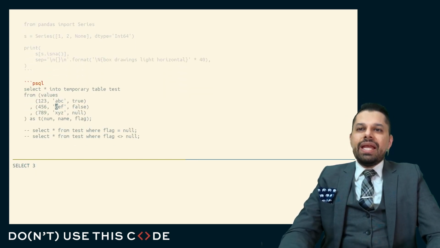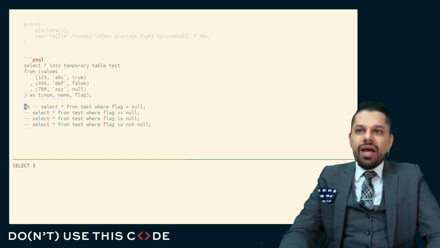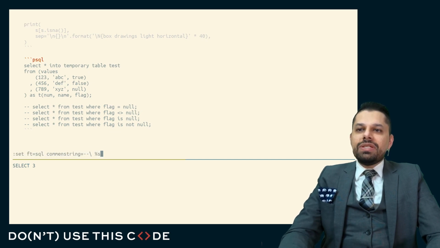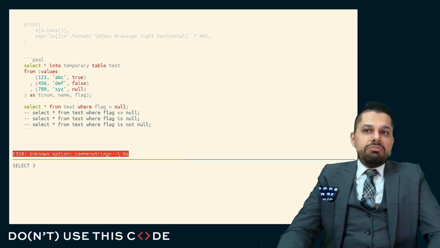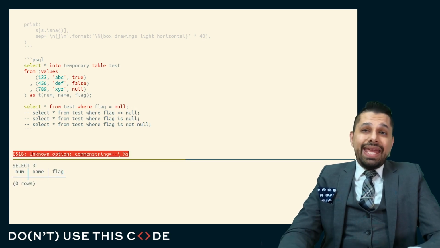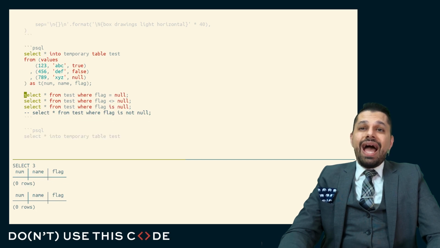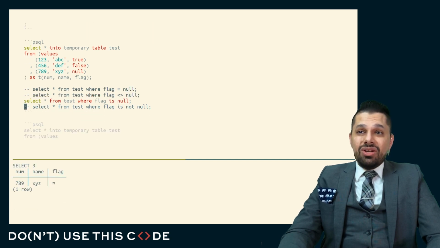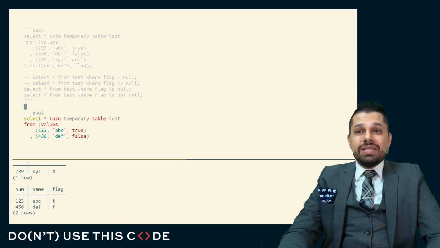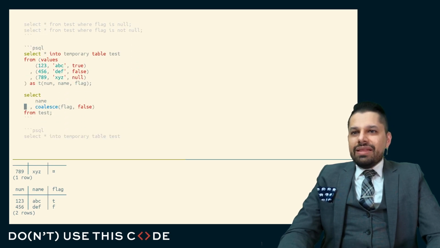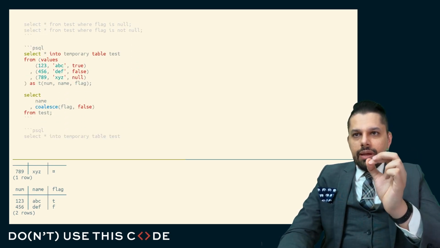Very similarly, in SQL, if I want to identify the rows where something happens to be set or not set, well, I can't say where the flag is equal to null or the flag is not equal to null. I have to say where the flag is null or where the flag is not null. And this leads to something that happens very commonly.